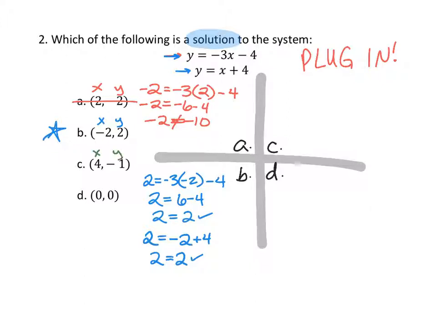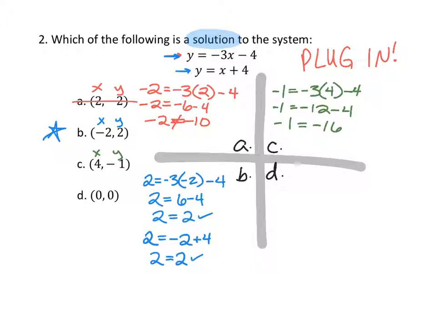X and Y. Negative, go for it. Negative 1 equals negative 3, 4, plus 4 minus 4. So negative 3 times 4 is negative 12. So we're going to see if negative 1 is equal to negative 12 minus 4. Well, guys, negative 12 minus 4 is negative 16.